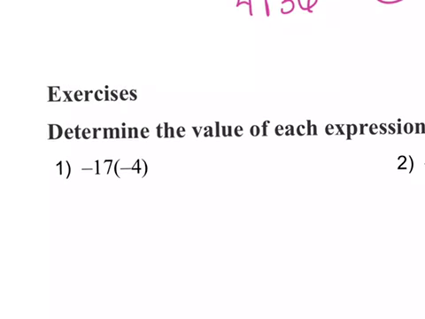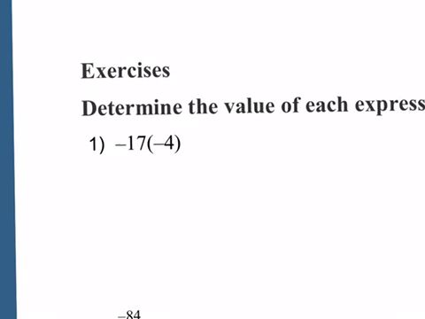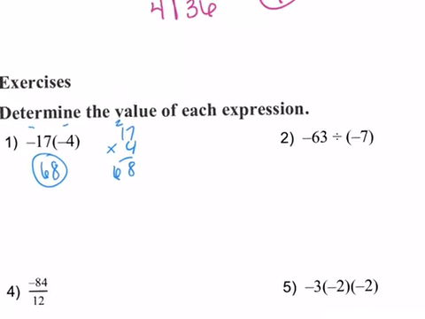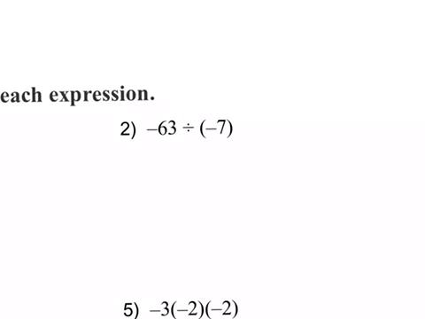So let's look at these on the bottom. Negative 17 times negative 4. So my answer is going to be positive because I've got two of the same signs. And 17 times 4, 7 times 4 is 28. 4, 5, 6. Positive 68. 63 divided by negative 7. Positive 9.